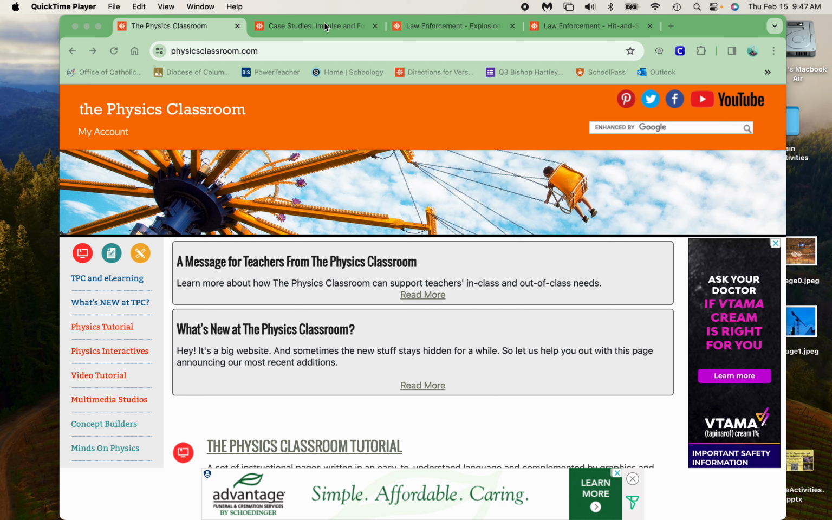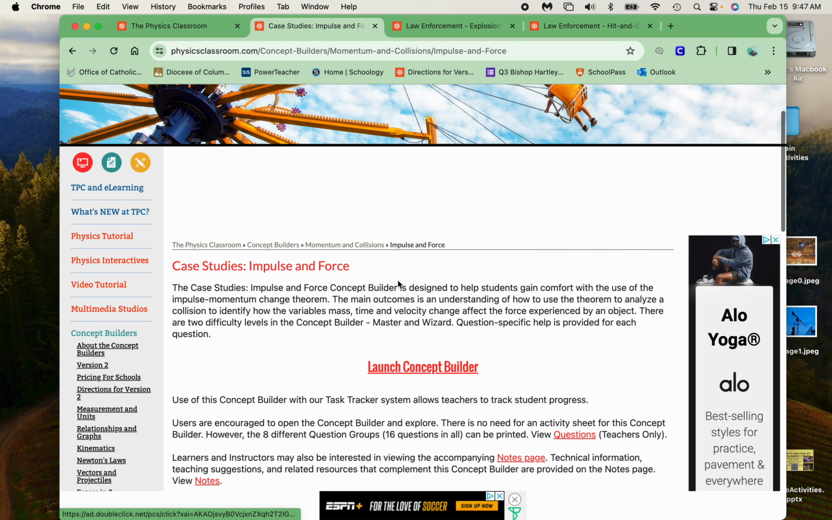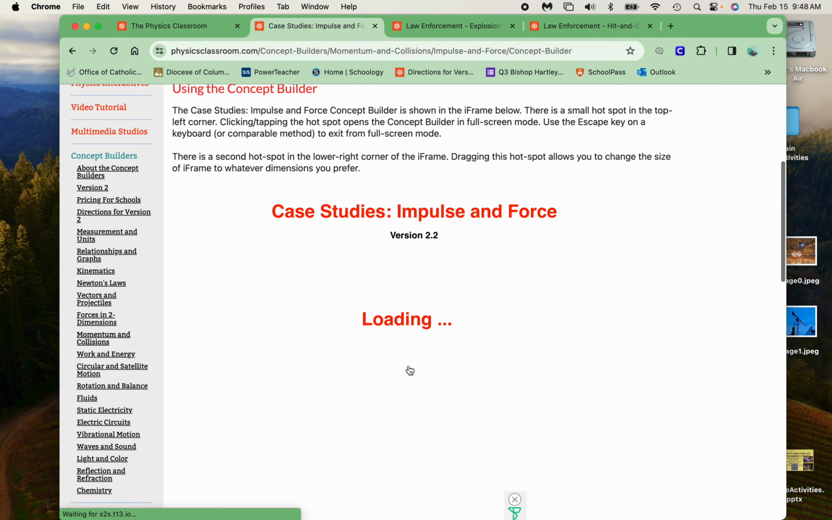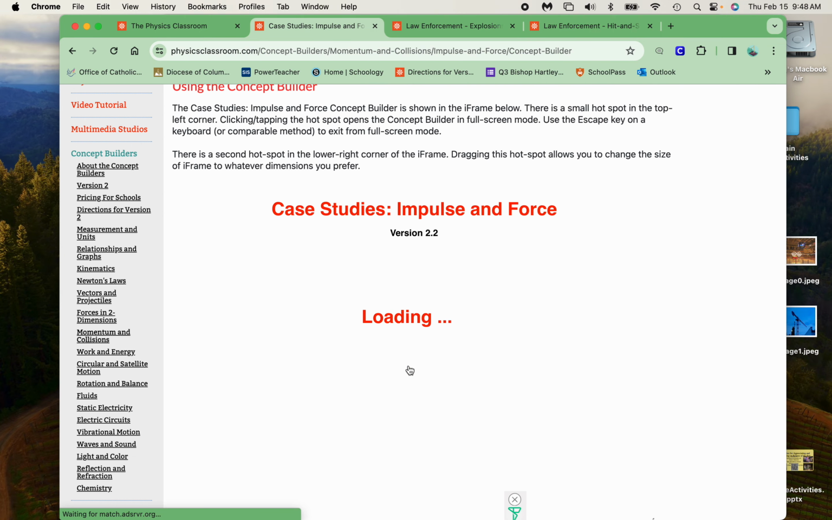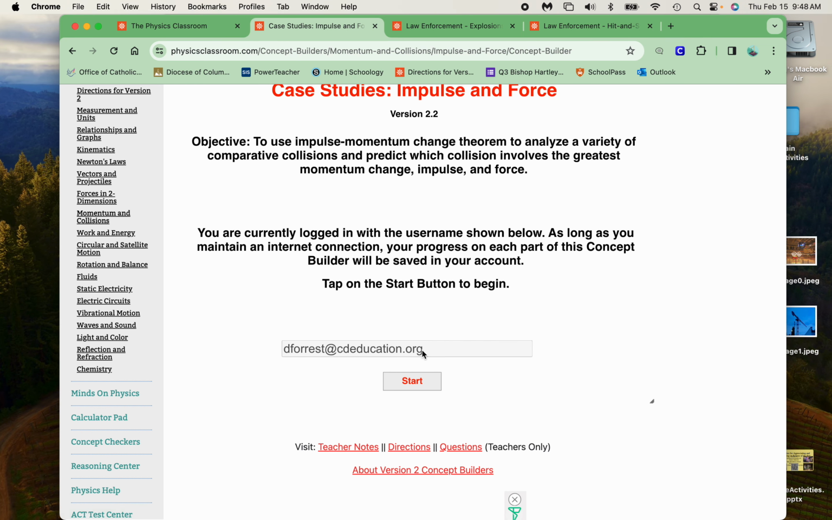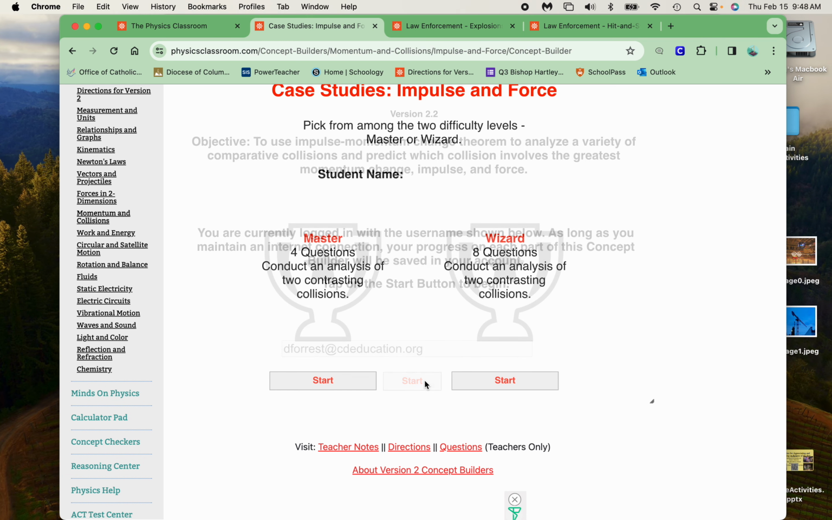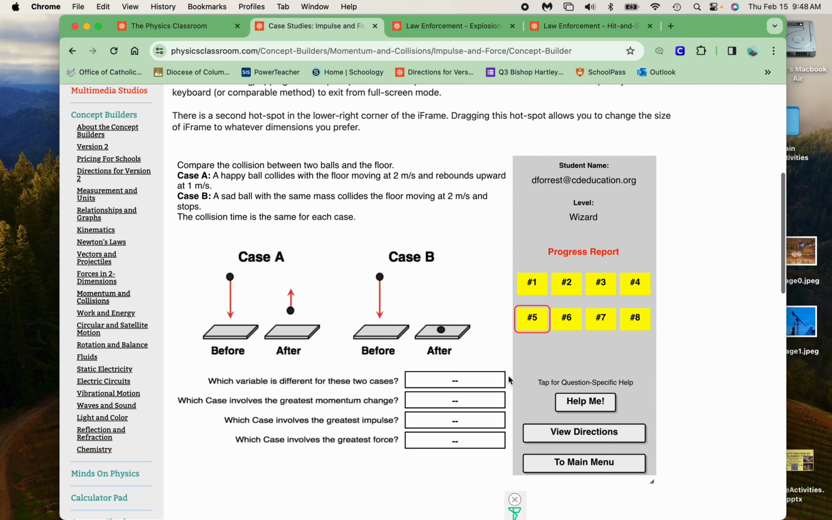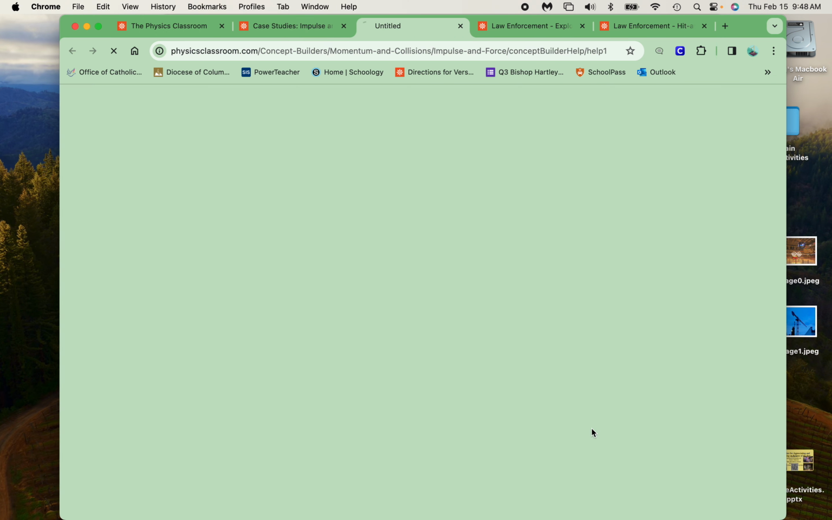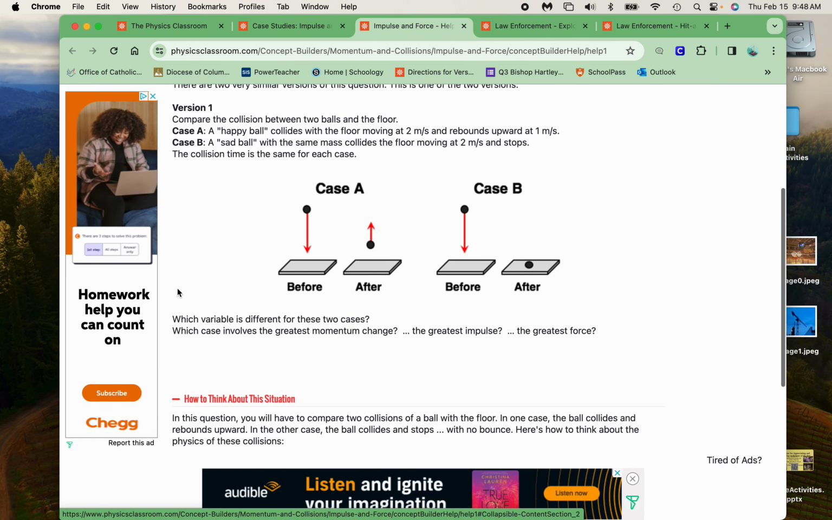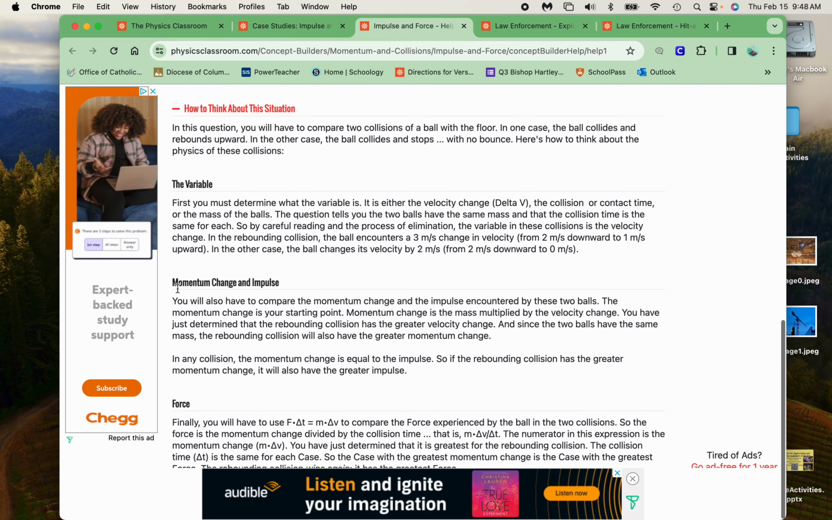So, of the three concept builders, the first one is Case Studies: Impulse and Force. I've asked you to do the wizard level for full credit, or you could do the master level for less. It loads like this. You know you're logged in when your email gets shown like that. So I'm going to go to the wizard level and do an example. Remember, you always can use the help menu, and you can always read directions. Sometimes the help menu is helpful, sometimes it's not, but usually it is pretty good.